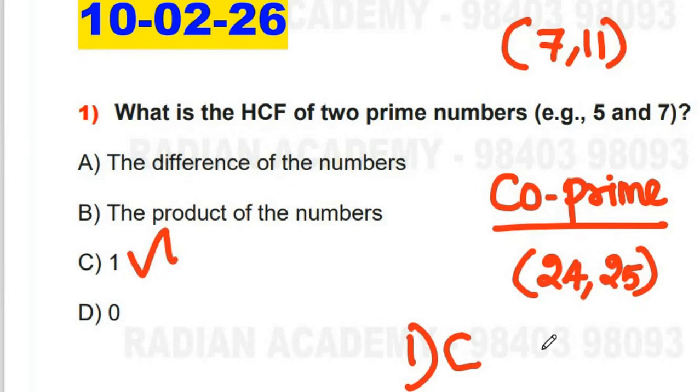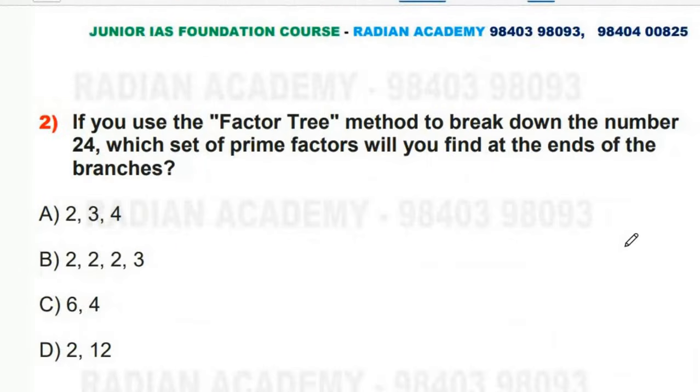Next, you type in the chat box 2, then what is the option, A or B or C or D? Any doubt here? Any two prime numbers are always co-prime, and the HCF or GCD of any two prime numbers is always 1. Next question, question number 2. I leave time to answer. Then you can talk also. When I discuss the question, you can use the mic. First type the answer option.